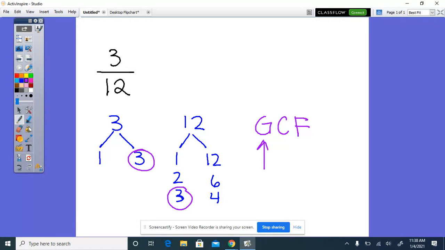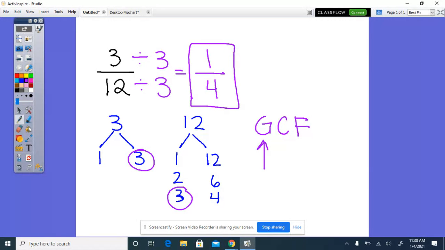So we are simply going to divide the top by 3, divide the bottom by 3, and 3 divided by 3 is 1, and 12 divided by 3 is 4. That is in simplest form, okay? And I do want to take a second to point out that 1/4 is what we call a unit fraction. So when the top number is a 1, that fraction is always in simplest form. That fraction is called a unit fraction when the numerator is 1.